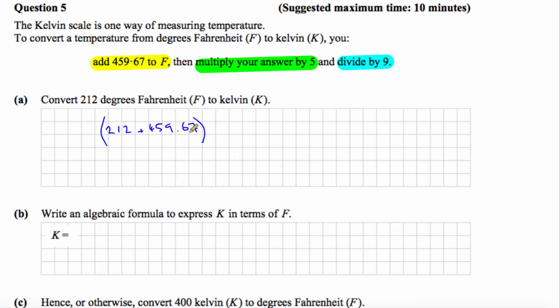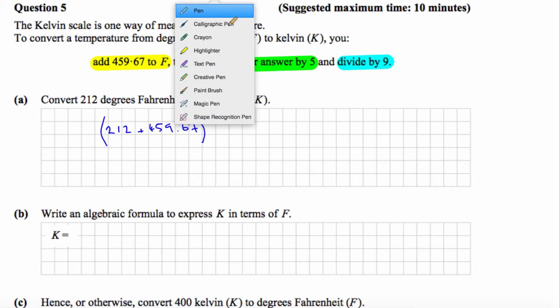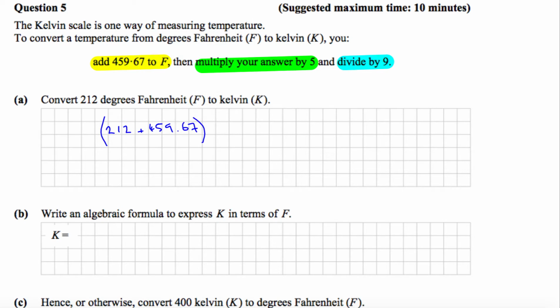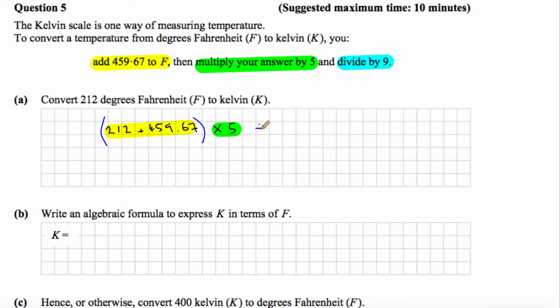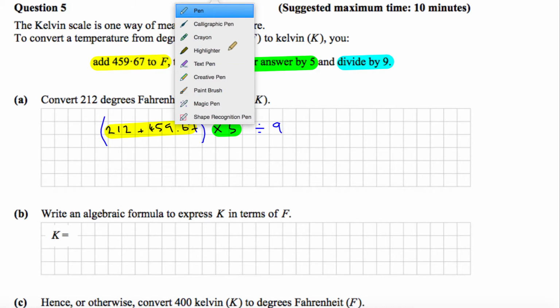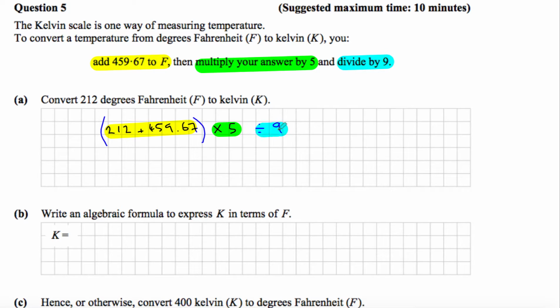So you can do this and find your answer, whatever the answer to this will be. So that's our yellow part there. Whatever the answer to that is, we're going to multiply that by 5. So that's our green part. And then the answer to that is going to be divided by 9. So the divide by 9 is our blue region.